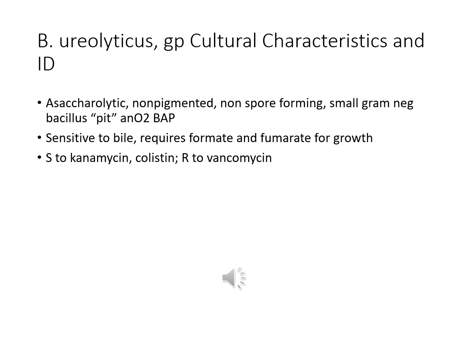So our characteristics for the Bacteroides ureolyticus species is that it is asaccharolytic. It is non-pigmented, non-spore former. It is a gram-negative rod that may actually pit the anaerobic blood plate. It is sensitive to bile. It does require formate and fumarate to grow, and demonstrates sensitivity to kanamycin and colistin, but is resistant to vancomycin.